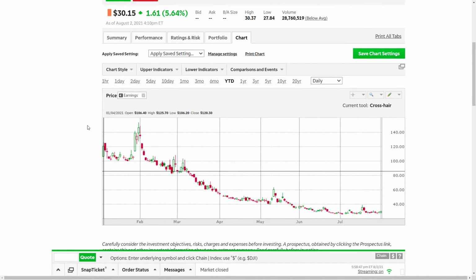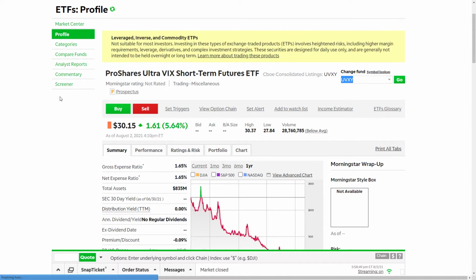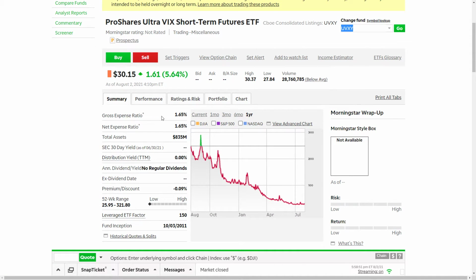Now keep in mind that this does charge a fee if you are going to buy and hold the shares, and you can see that here where it's going to cost 1.65. So for you to be profitable on this investment, you will need to make sure that over the duration that you hold the asset, you will need to cover at least that 1.65%.